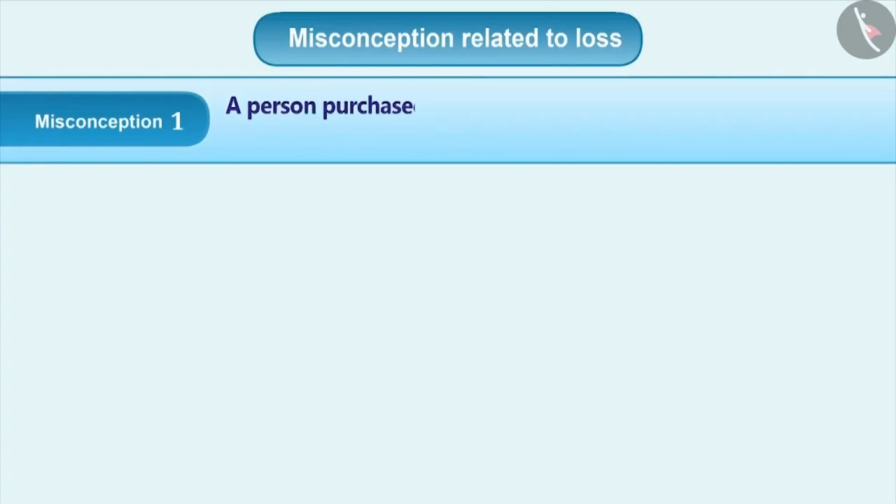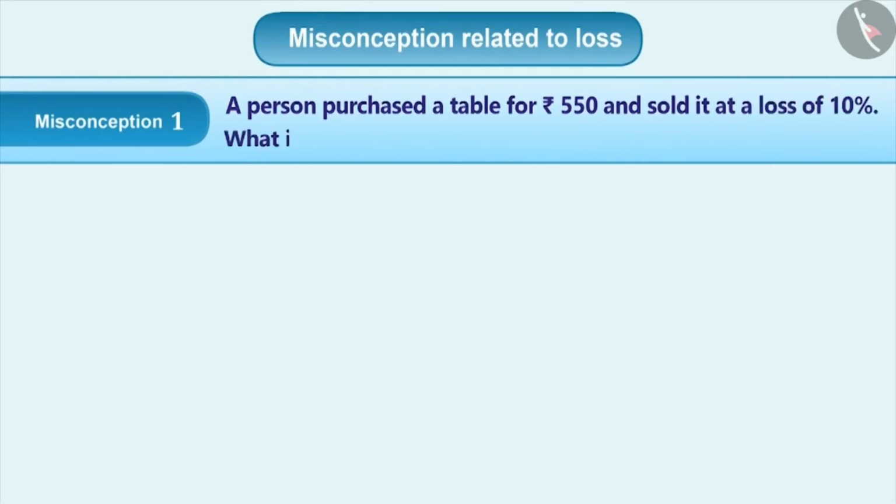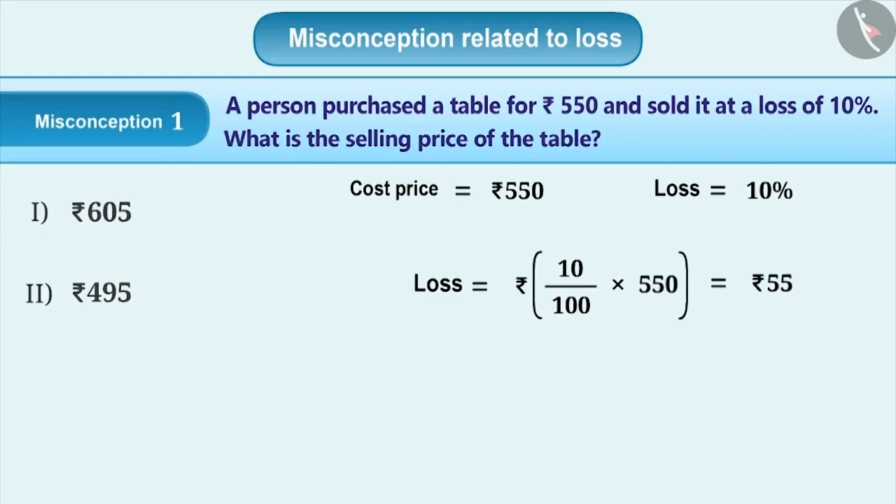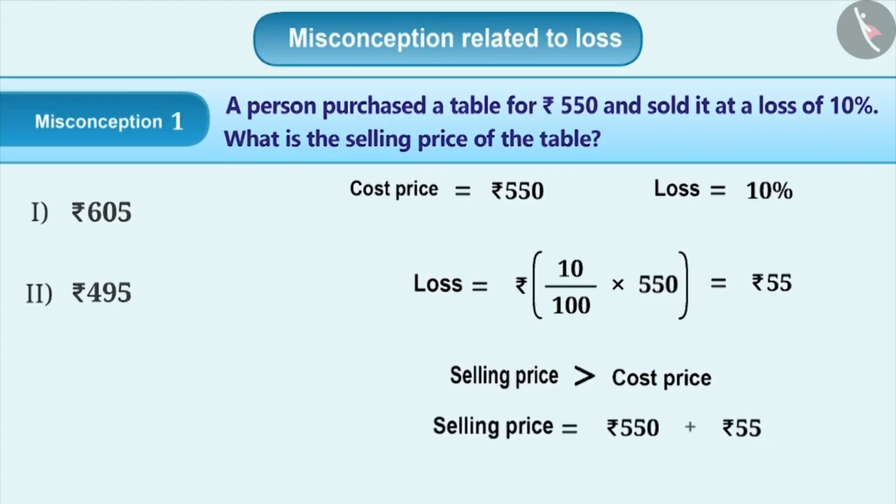Misconception 1. A person purchased a table for rupees 550 and sold it at a loss of 10%. What is the selling price of the table? Here, cost price is rupees 550 and loss is 10%. That means loss is equal to rupees 10 by 100 into 550, which is equal to 55 rupees. Students often think that selling price is always greater than cost price. In order to get selling price, they add loss to cost price. This is a misconception which leads to the incorrect answer of rupees 605.